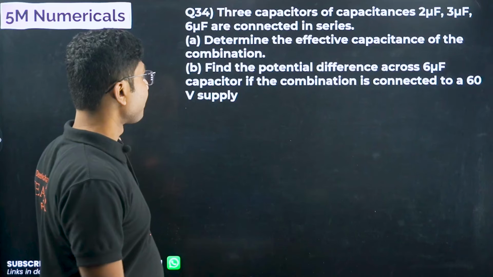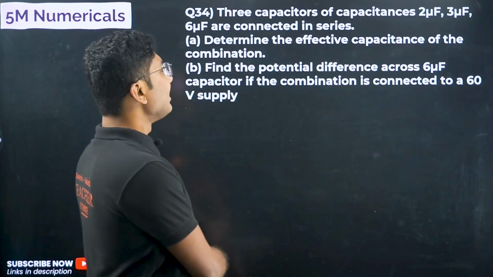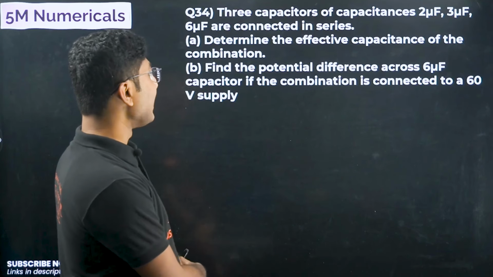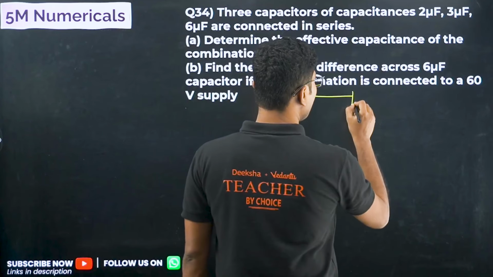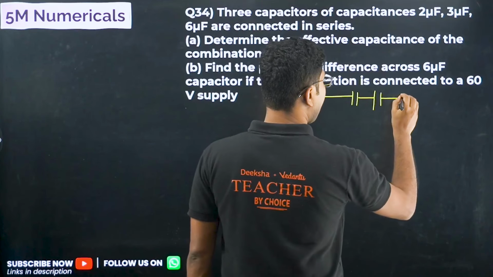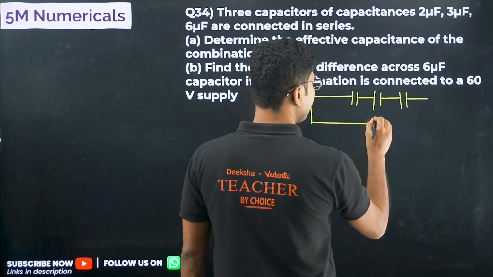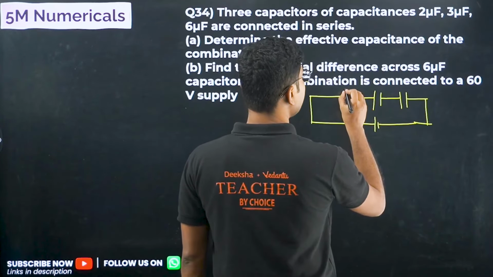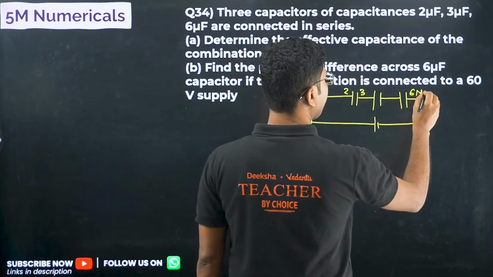So be careful. Three capacitors of capacitances 2 microfarad, 3 microfarad, 6 microfarad are connected in series. Determine the effective capacitance of the combination. So here we have a 2 microfarad, a 3 microfarad and a 6 microfarad connected in series with some battery. The battery initially is not required. 2, 3 and 6, all of them are microfarad.